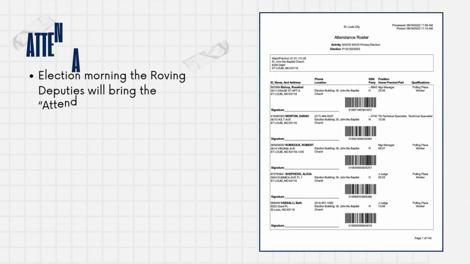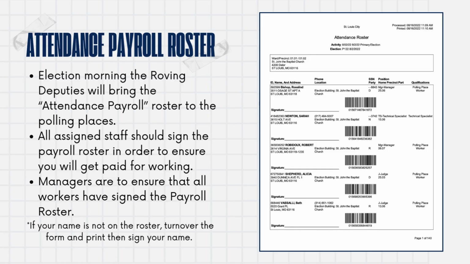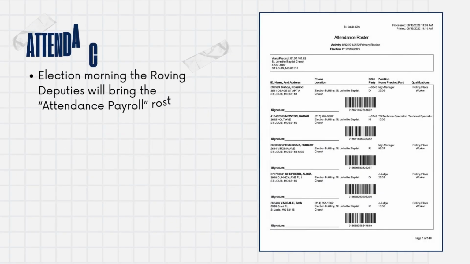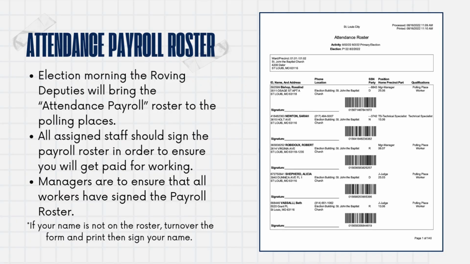After you clock in, the next important step is signing the attendance payroll roster. On the morning of the election, roving deputies will bring the attendance payroll roster to your polling place. Every assigned staff member must sign the roster to ensure you're included for payroll processing. Managers, it's your job to double-check that every worker signs the payroll roster before the end of the day.